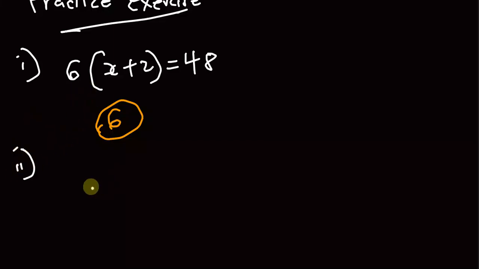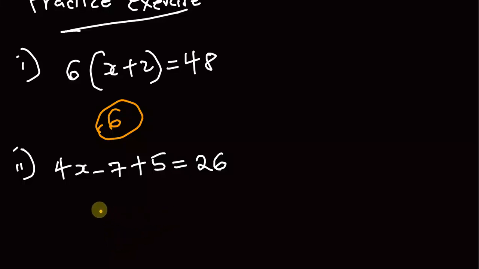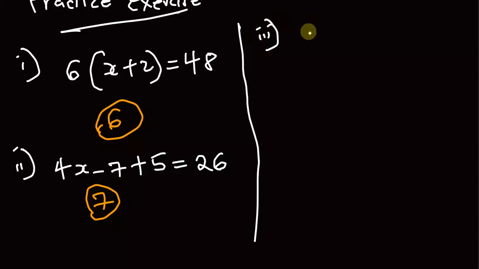You can also try out this question. 4x minus 7 plus 5 is equals to 26. The answer should be 7. Another revision question: 7 into bracket x minus 1 is equals to 35. The answer should be 6.